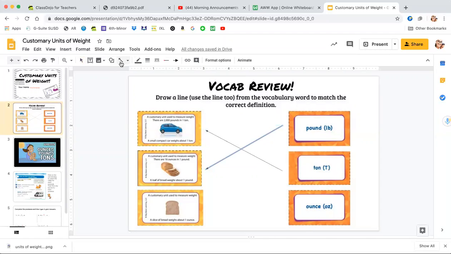And then the last one, which we can see, an ounce, a customary unit of weight used to measure weight. A slice of bread is about 1 ounce. So 1 ounce is about a slice of bread, where a pound is about 16 slices of bread, right? Because that would be 16 ounces in a pound. So we have those, our vocab words.